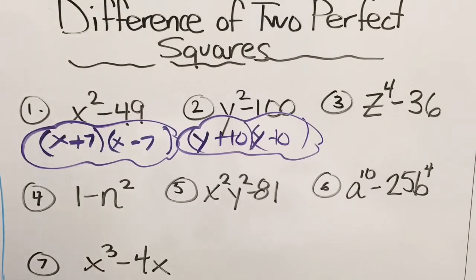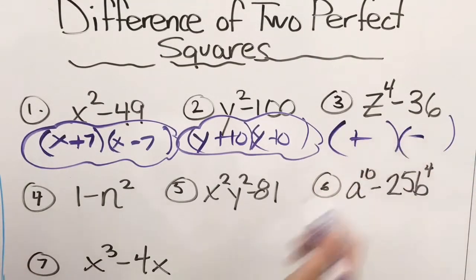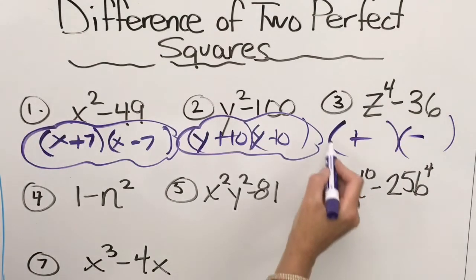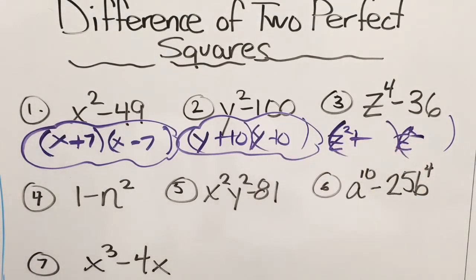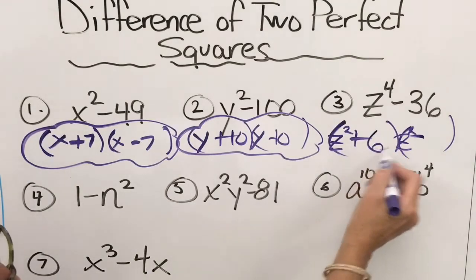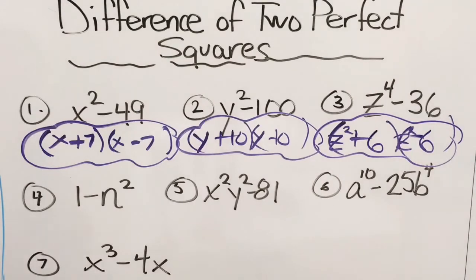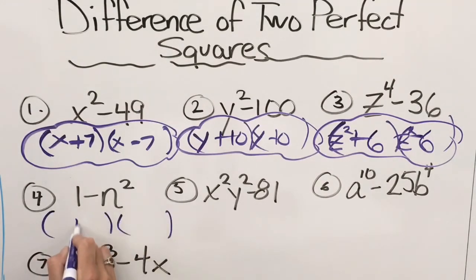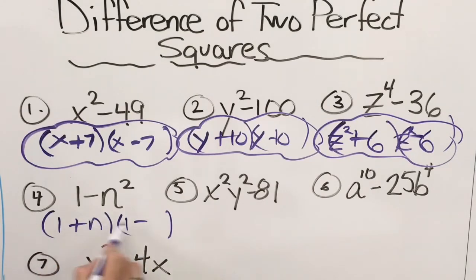Number 3, difference of two perfect squares. Two parentheses plus minus. The square root of z to the fourth is z to the second. Get a little messy over there, that's okay. And the square root of 36 is 6. Here's your answer. Number 4, two parentheses plus minus. The square root of 1 is 1. The square root of n squared is n.